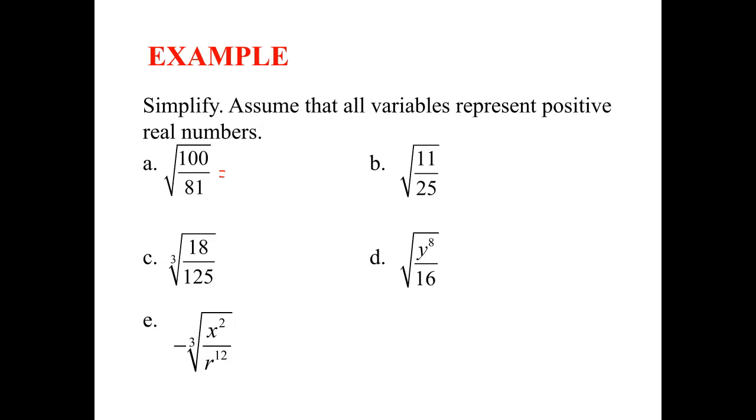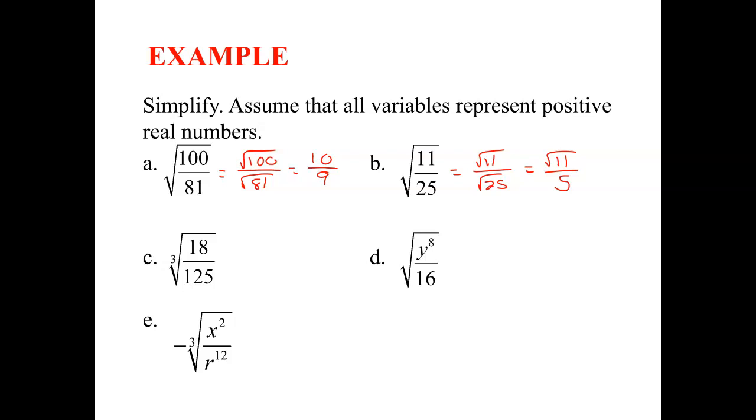Instead of thinking about what fraction times itself gives me 100 over 81, we can write it as the square root of 100 over the square root of 81 and do both of those square roots. 10 over 9. When we look at B, we write it as 2. The square root of 11 over the square root of 25. 11 is not a perfect square, so I can't simplify it and get a rational number. So that stays the same. But I can take the square root of 25. 5.